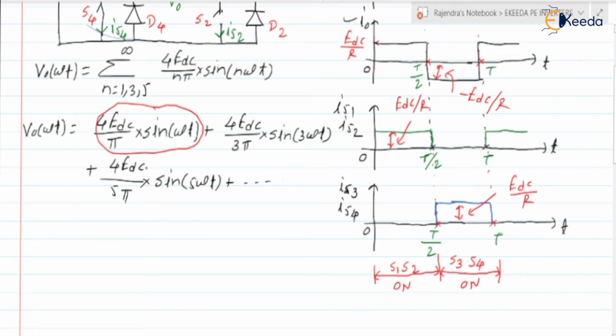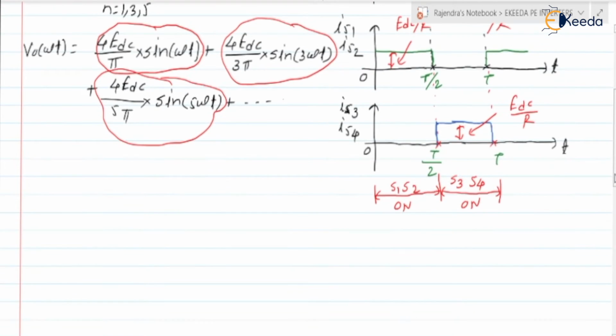So what does this indicate? 4 EDC by pi into sine of omega t is nothing but the output voltage at fundamental frequency. Be careful, this is not the harmonic, this is the fundamental component. This indicates the output voltage at third harmonic, and this indicates the output voltage due to the fifth harmonic.